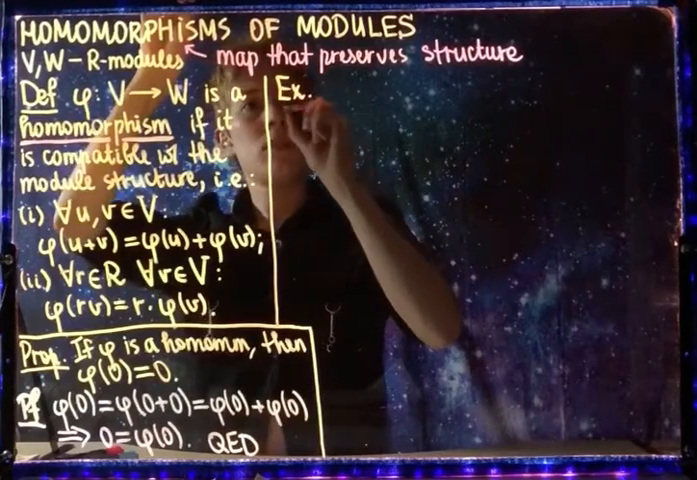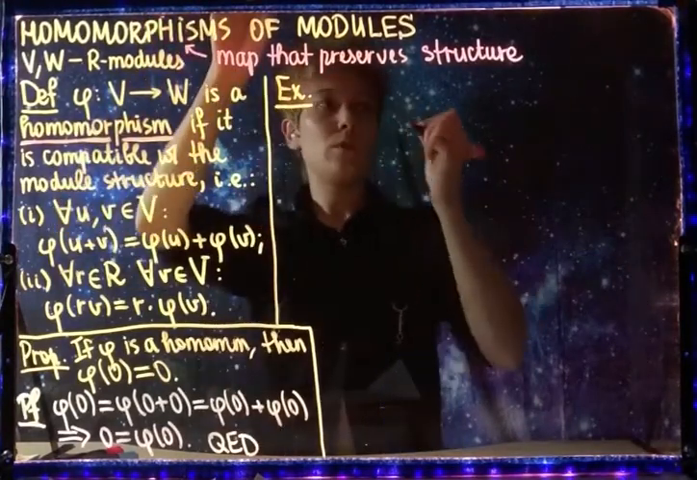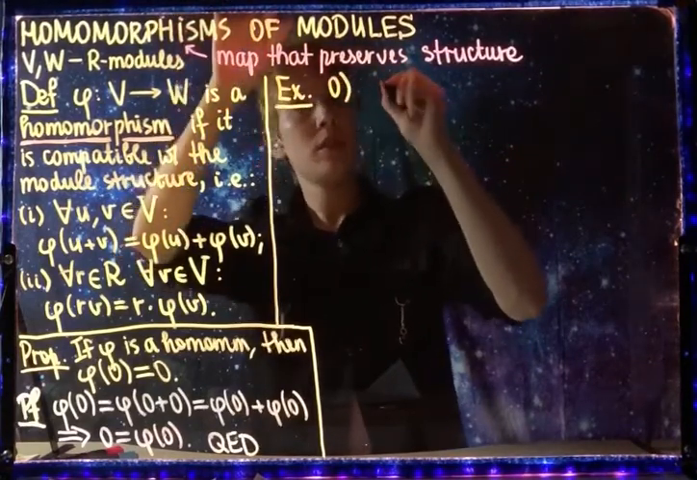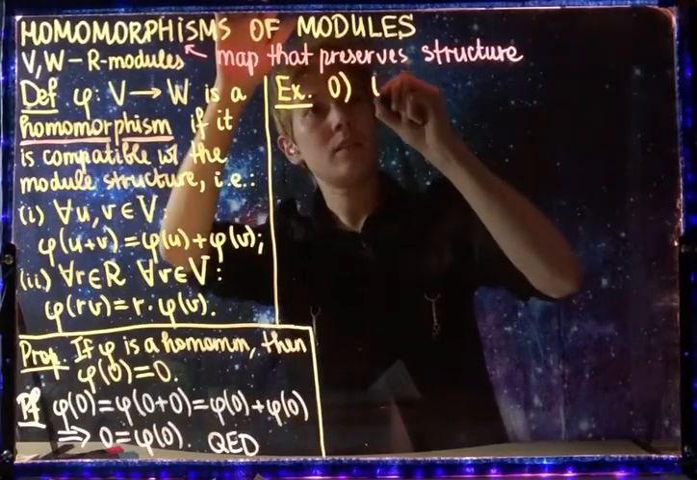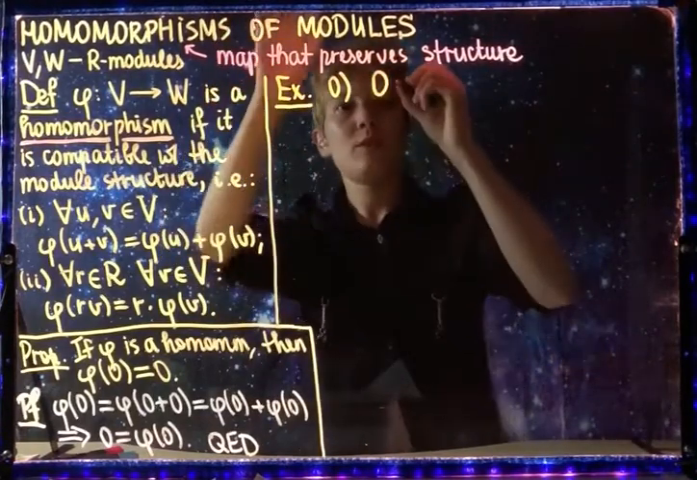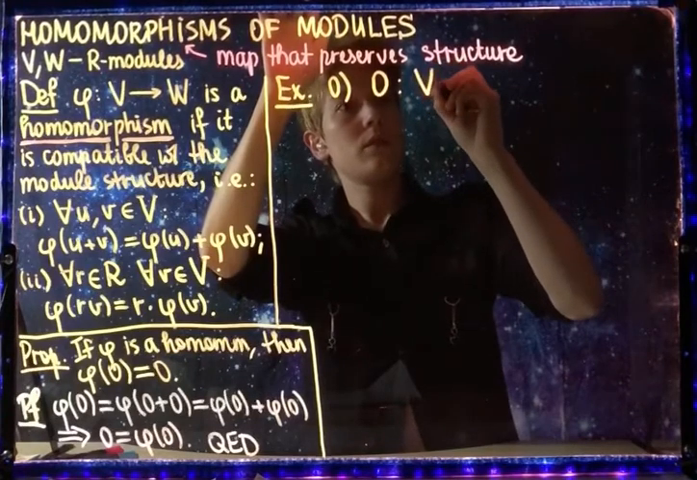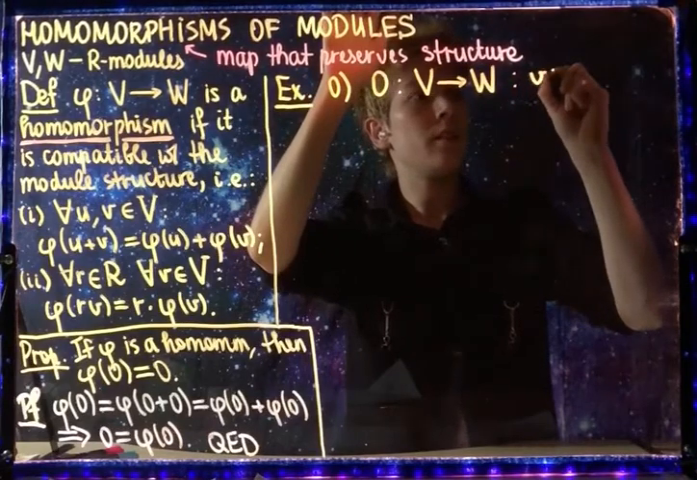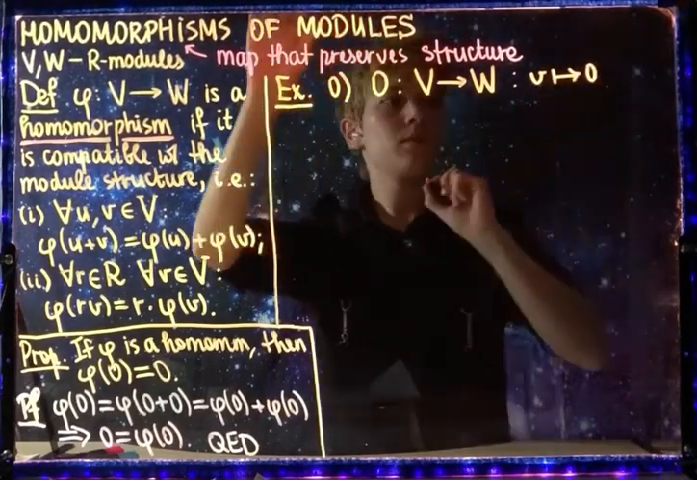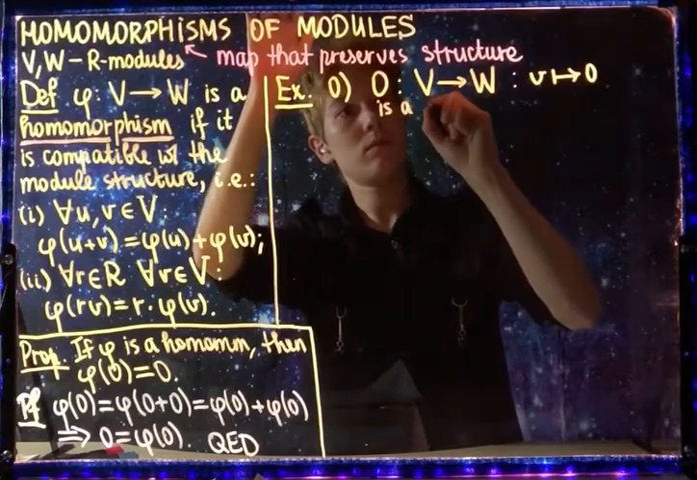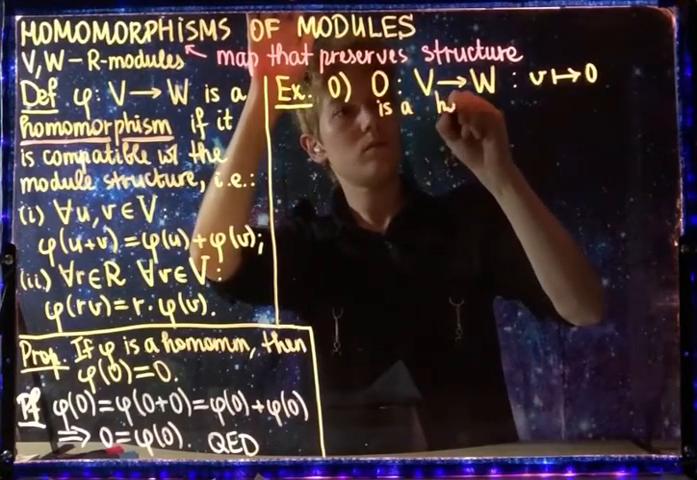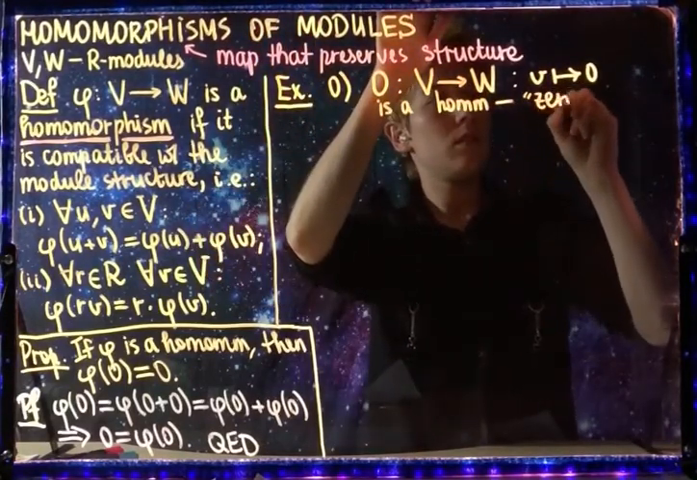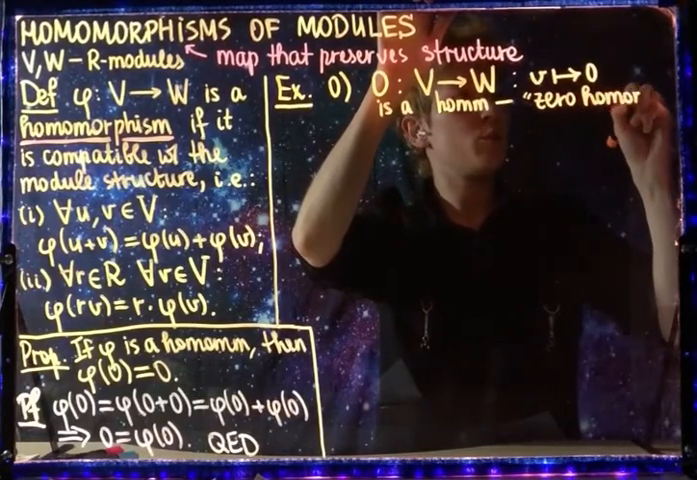Examples. So, knowing me for more than a month now, you won't be surprised to see that I present the 0 example. So, the 0 map is always a homomorphism, and it sends every element v to 0. And it is called the 0 homomorphism.